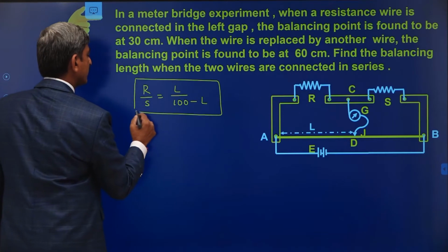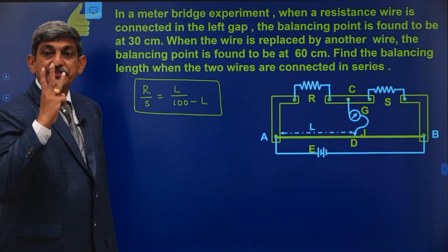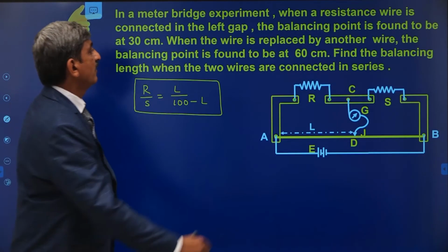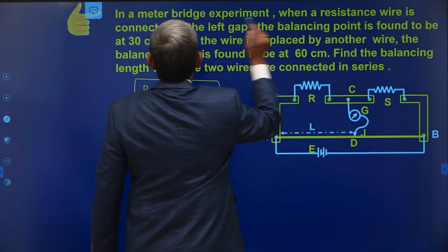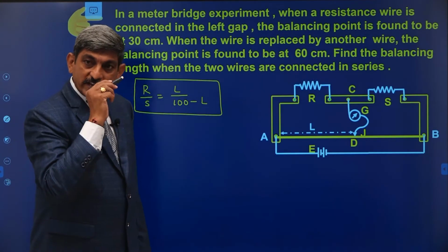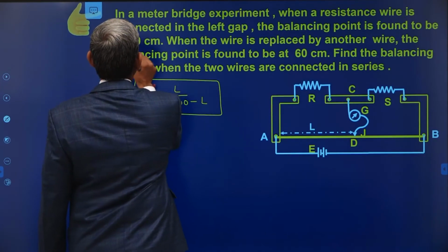This is the balancing condition. Now here, three cases are given in this problem. What are the three cases? When a resistance wire is connected in the left gap, its resistance is not given. Whenever the first wire is connected in the left gap, the balancing point is found to be at 30.